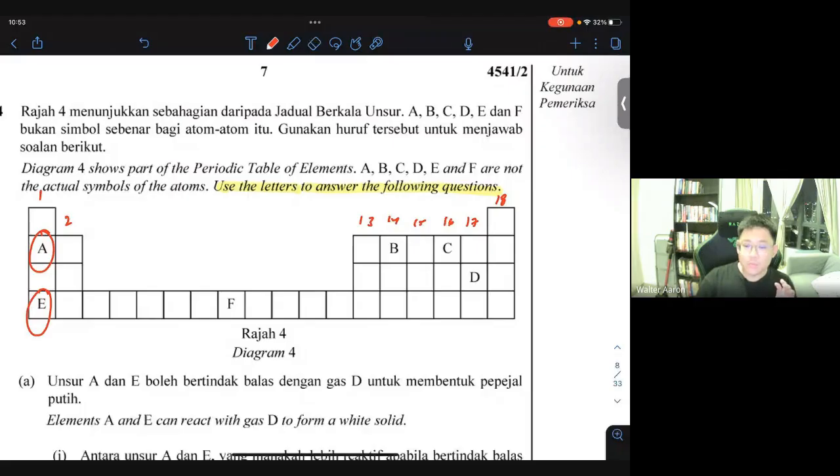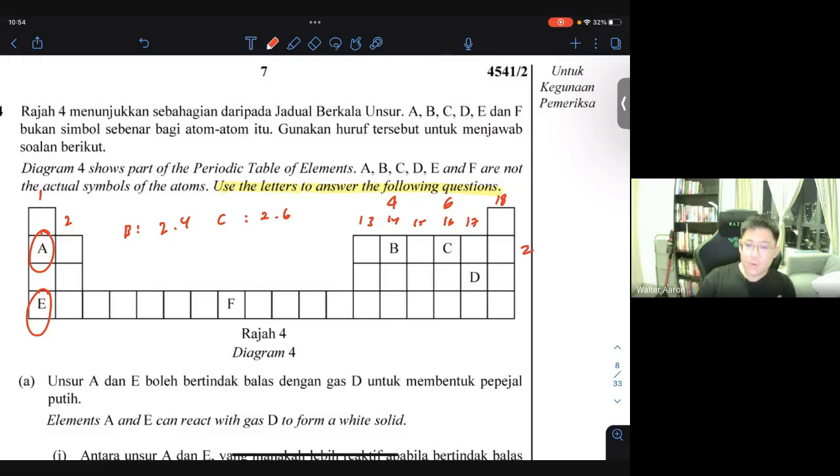So B is located in group 14, which means it has 4 valence electrons, and C is in group 16, it has 6 valence electrons. The fact that both B and C are located in period 2 tells you that they have 2 shells. So for B, the electron arrangement is 2, 4, and for C, it is 2, 6. Using this information from the periodic table, we'll be able to draw the atoms and see how many electrons they can share.